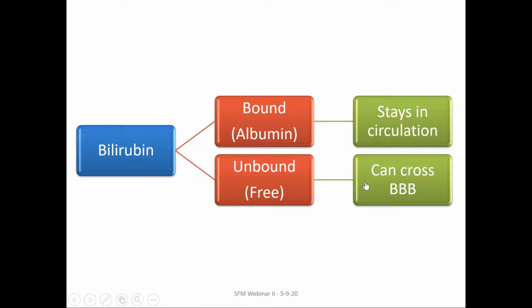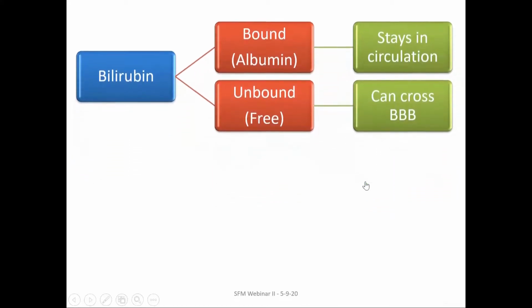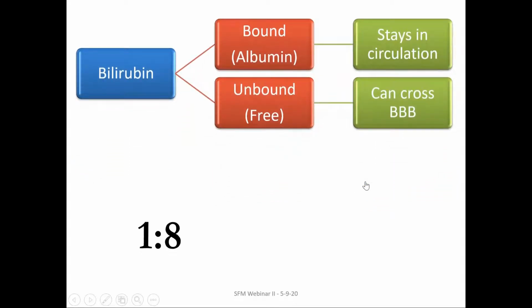Now, unlike what was thought in olden times, 1 gram per deciliter of albumin can bind not 1 but 8 milligrams per deciliter of bilirubin.